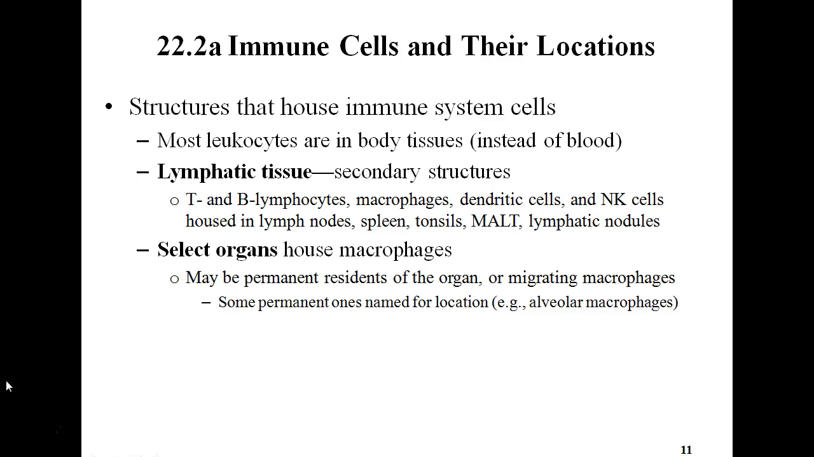So we have lymphatic tissue. We might recall from the last chapter we discussed how there's lymphatic tissue strategically placed in regions throughout the body. Last section we talked about things like lymph nodes, the spleen, tonsils, etc. These house the lymphatic tissues containing items again like T and B lymphocytes.